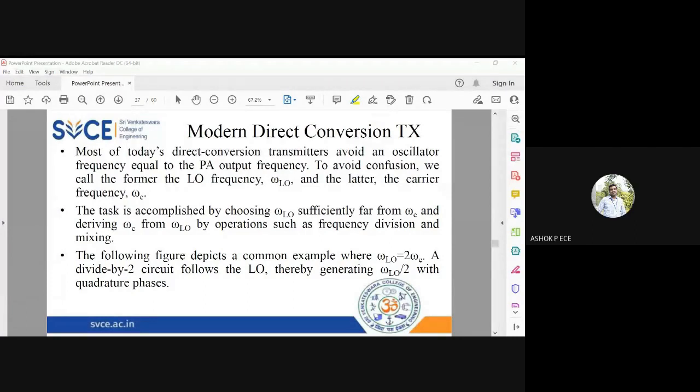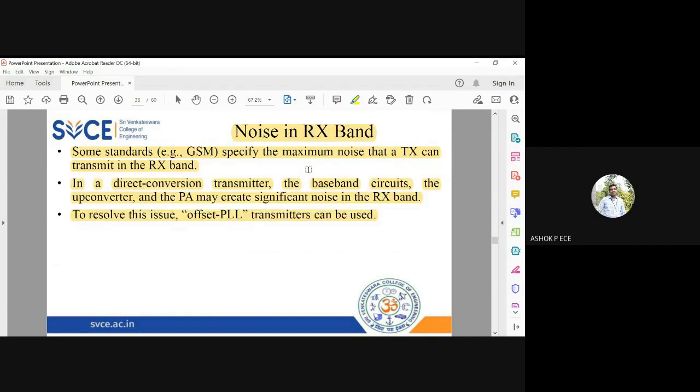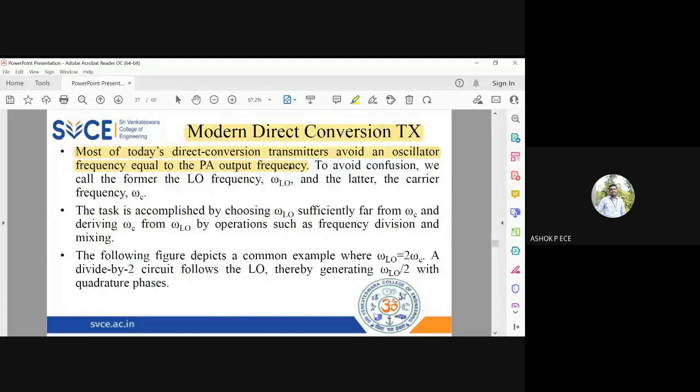So we are going to see the different architectures available for the transmitter so that it can be used for the current application scenarios. One conclusion is certain from what we have studied. The PA frequency and the oscillator frequency should not be the same, because we have the issue of noise and other oscillator pulling happening.